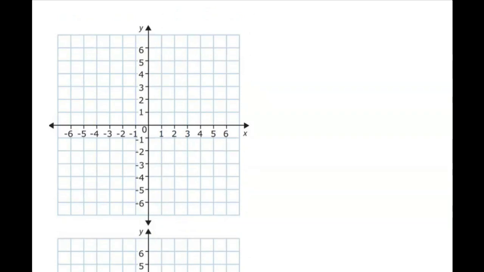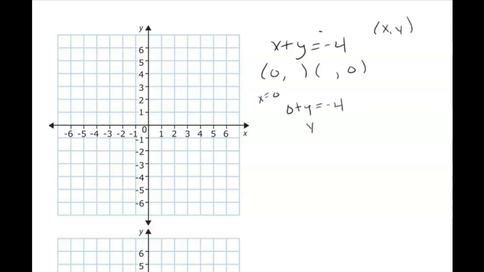What if I had the function x plus y equals -4? All right, so I think the easiest way to do this is by making 0, comma, and then comma, 0, so you know which one to plug into. And again, this is probably obvious, but it's x comma y, right? So when x is 0, it's 0 plus y equals -4. So y needs to be -4. That's going to go here. And then over here, when y equals 0, then it would be x plus 0 equals -4, and x would also equal -4.